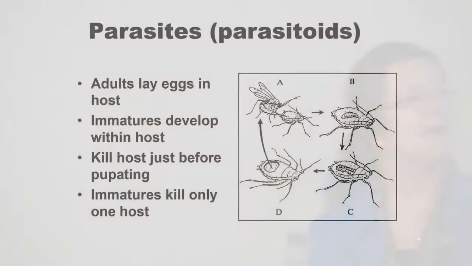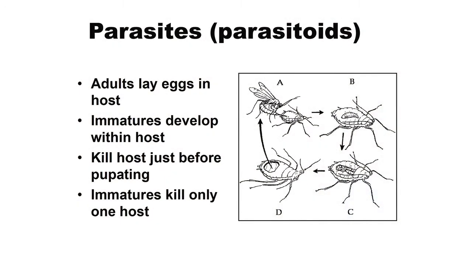So parasites are little wasp species, and also there's some fly species, particularly tachinid flies, that serve as parasites or truly parasitoids. They're parasitic only in their immature stages, not in their adult stages. So this is the life cycle of a typical parasite. This is an aphid parasite.